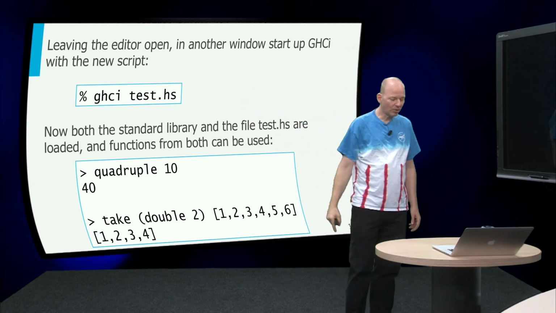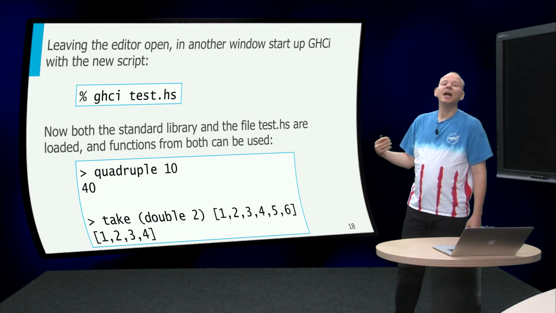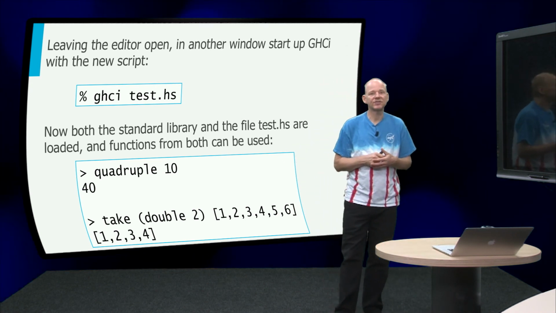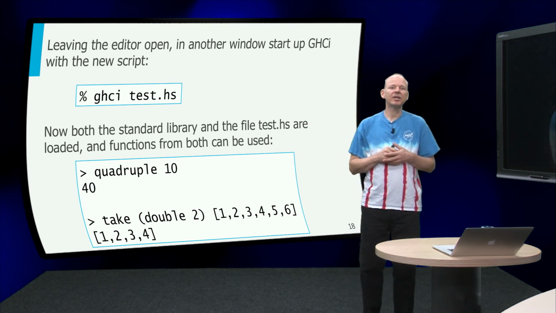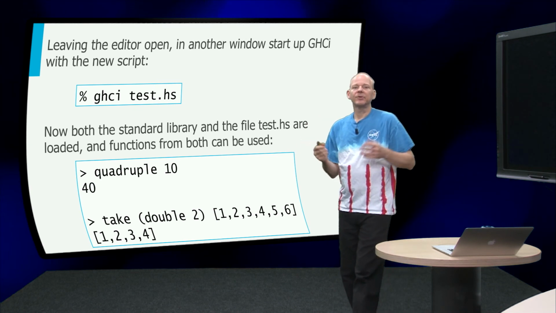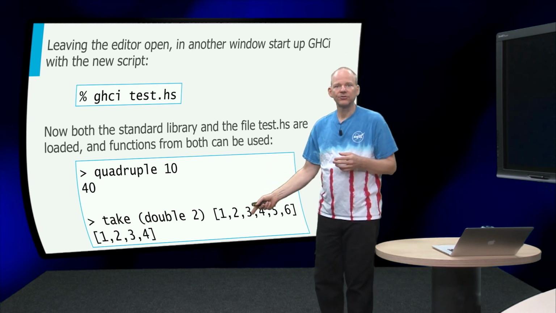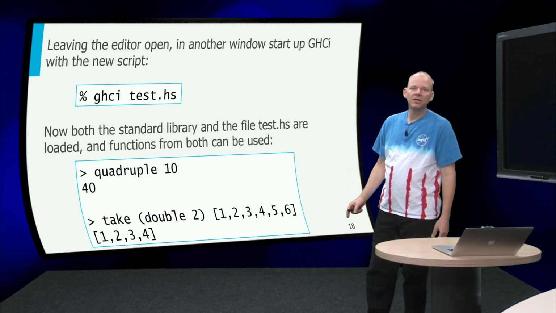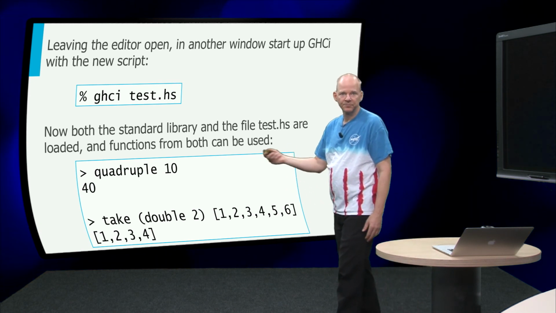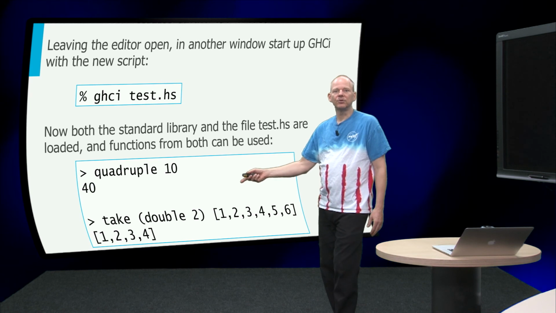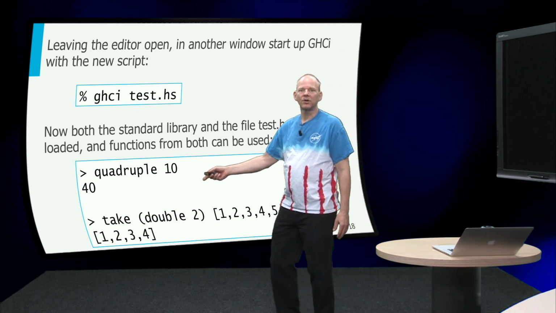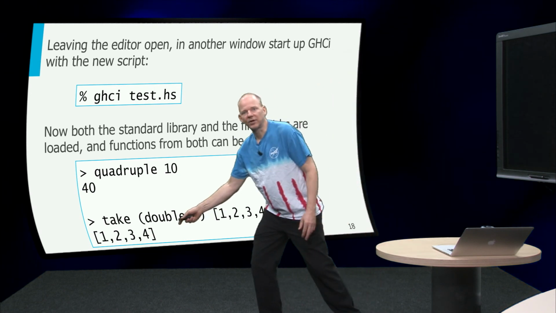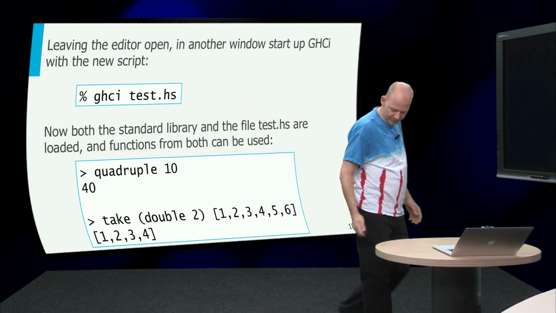And now both the Haskell standard library and the functions, quadruple and double, that we defined in test.hs will be available. So for example, we can call quadruple of 10, it will return 14, but we can also still call all the standard library functions. For example, we can take double of 2 of this list. Well, double of 2 is 4, so this is the same as take 4. Is that correct? Yes, so we take the first 4 elements of the list. There you go.